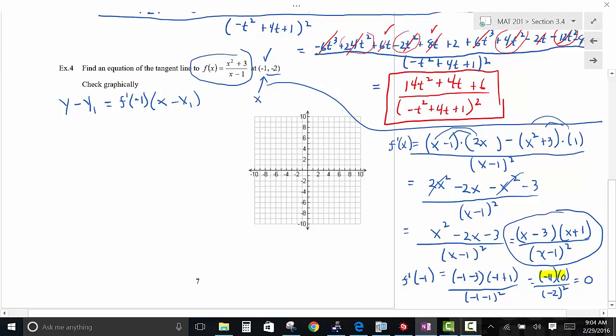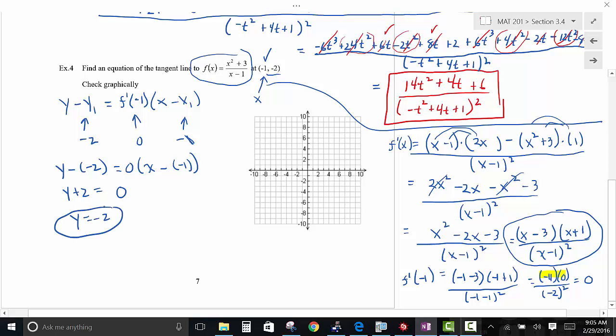Now, plug into this formula. So negative 2 goes here, 0 goes there, and negative 1 goes there like that. So we're going to have y minus negative 2 equals 0 times x minus negative 1. So that's going to be y plus 2 equals, and then this whole thing's 0. So you get y equals negative 2. So what kind of line is that? If you graph it, what's going to happen? You're going to get that kind of line, okay?